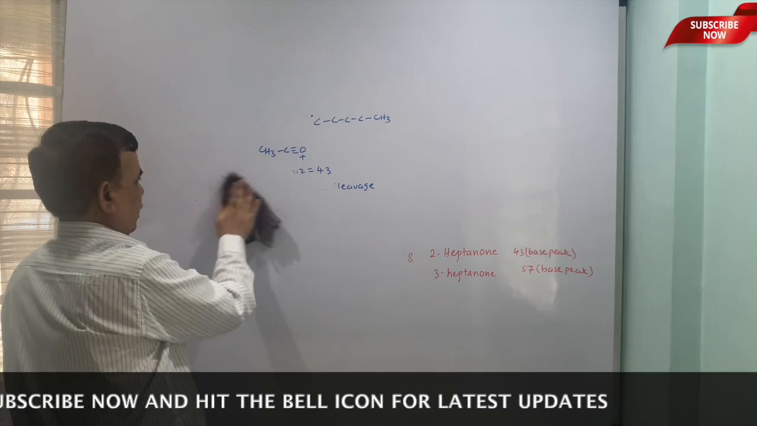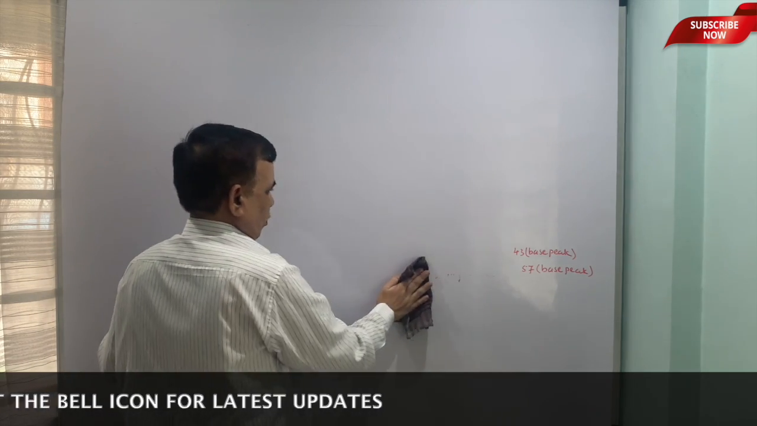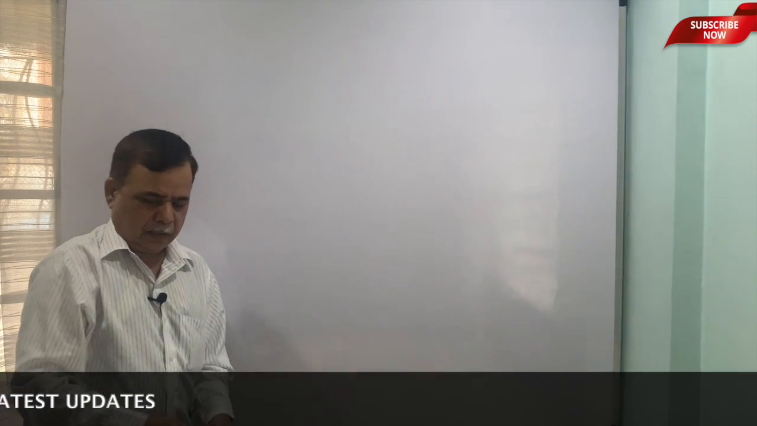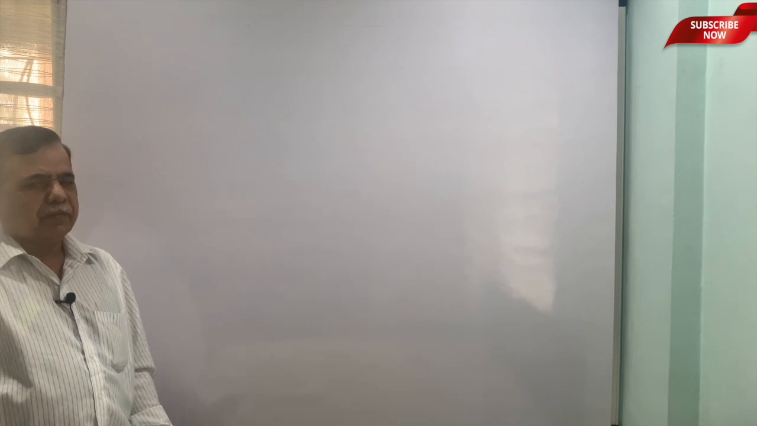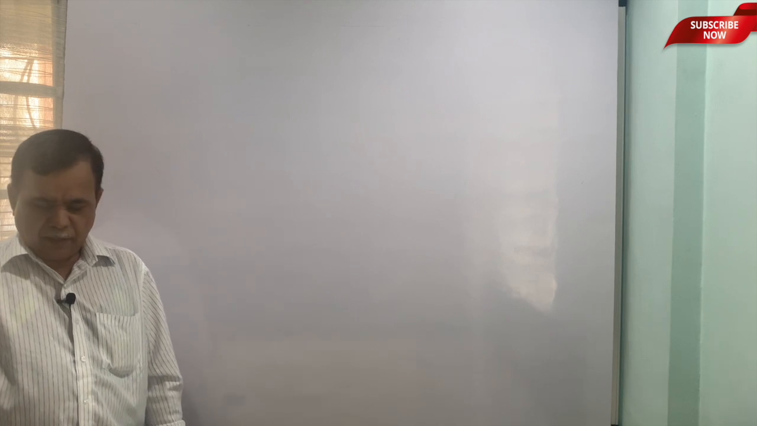I would say these two ketones, they are positional isomers and they have different mass spectra, and you can explain why the base peaks are different, because the structures are different. Alpha cleavages can lead to the formation of 43 and 57 peaks.